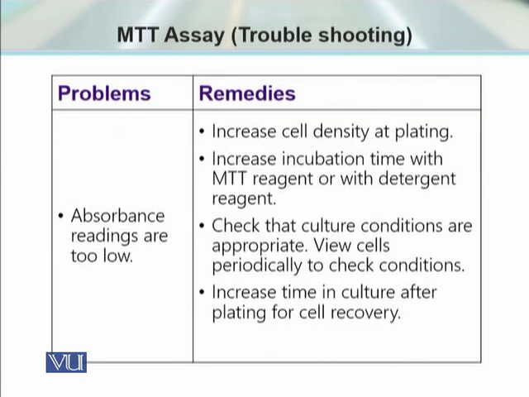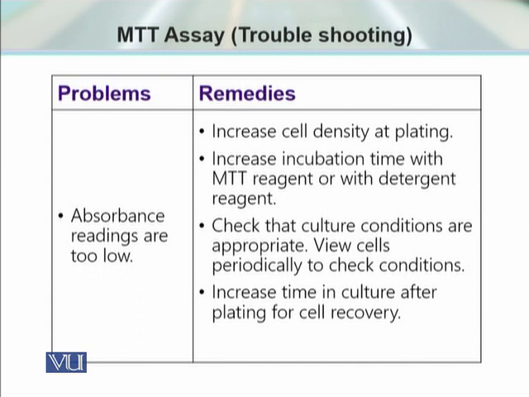Absorbance readings come too low. In this case, we have to look at multiple points. Like we may have to look at the cell density which we plated. We may need to increase the cell density. We may need to increase the time of incubation with the MTT assay or with the detergent reagent. We may need to check whether the culture conditions are appropriate or inappropriate, because the culture condition may or may not provide good ambience for the cells to settle down, or the temperature or the humidity or the carbon dioxide availability may be the limiting factor.